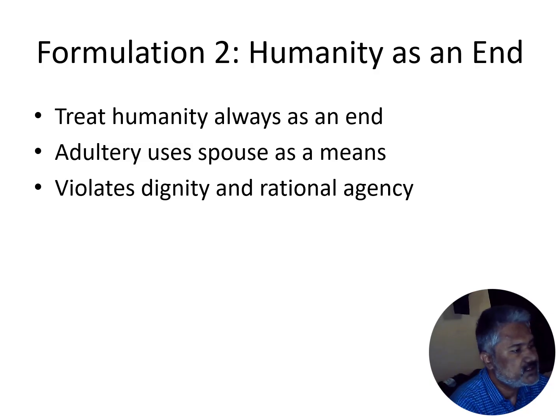The second formulation is the formula of humanity. It states that we must treat humanity, whether in ourselves or others, always as an end and never merely as a means. This principle emphasizes human dignity and rational agency. When someone commits adultery, deception is typically involved. The unknowing spouse is denied the information necessary to make autonomous decisions about their relationship. In this way, the spouse is treated merely as a means to personal satisfaction rather than as an autonomous person deserving of honesty and respect.